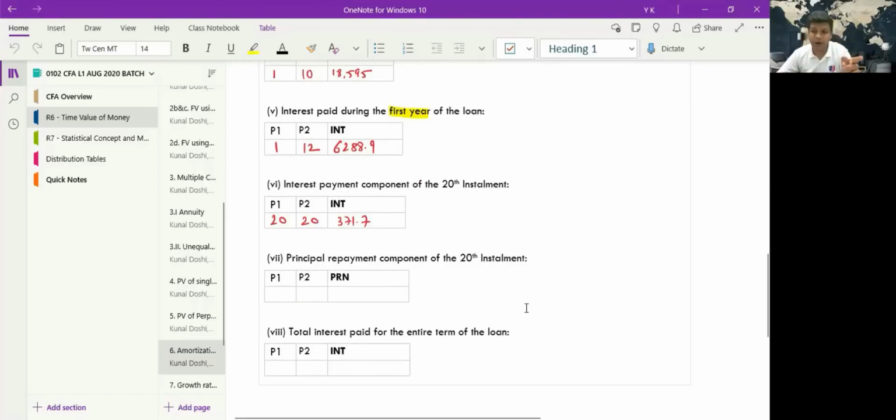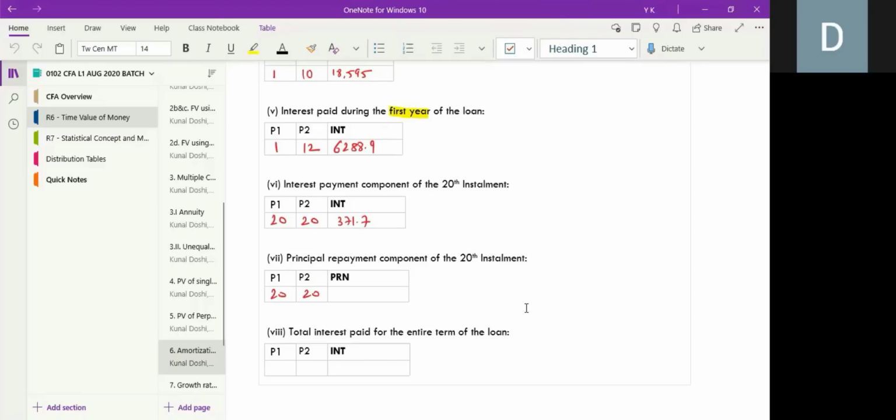Similarly, they have said principal repayment component of 20th installment. You are already in the 20th one. And your PRN will be? 2022.9, correct.